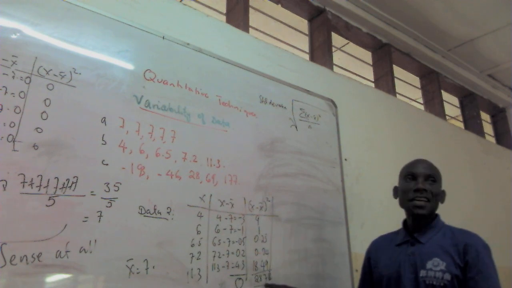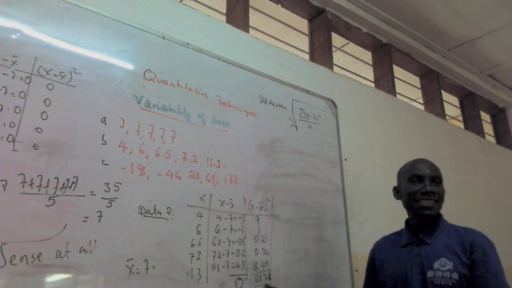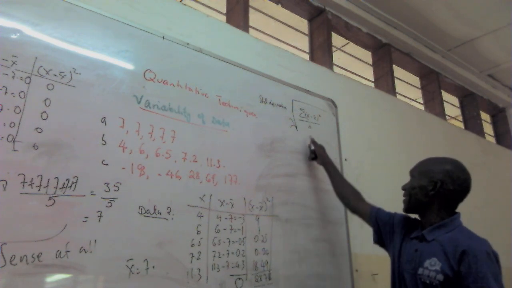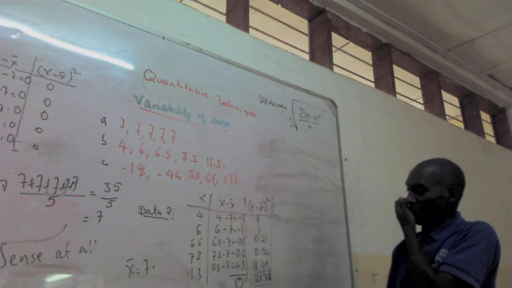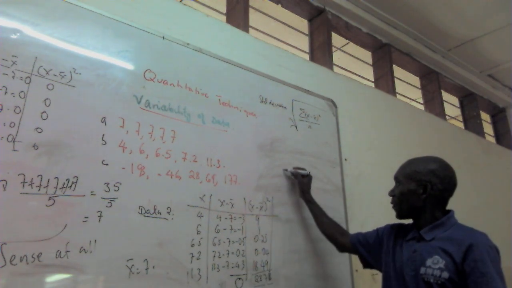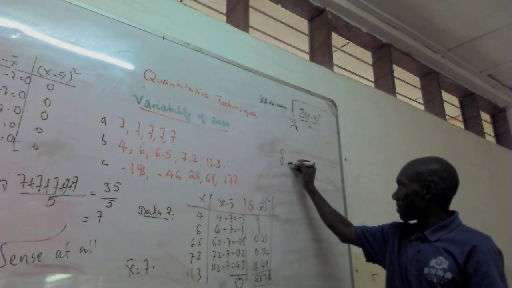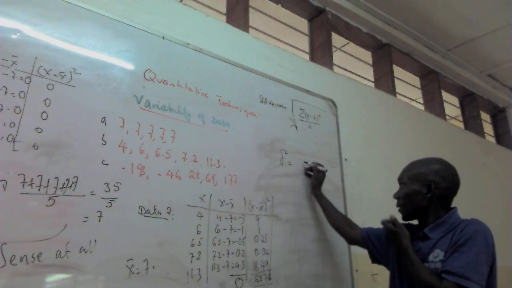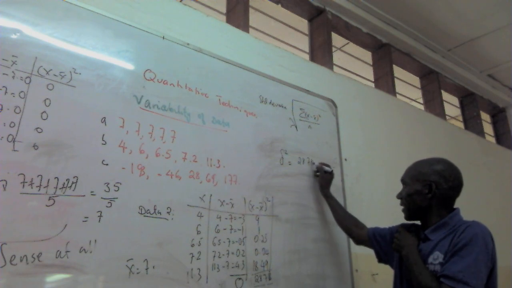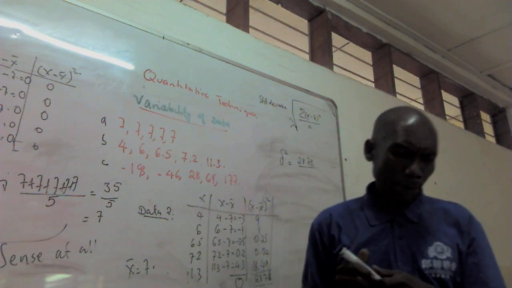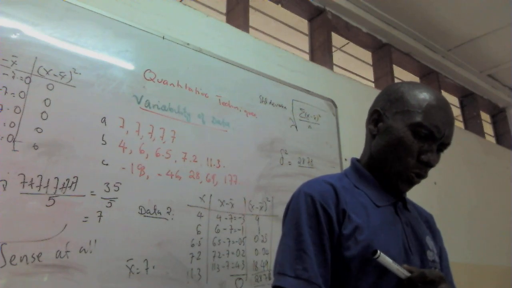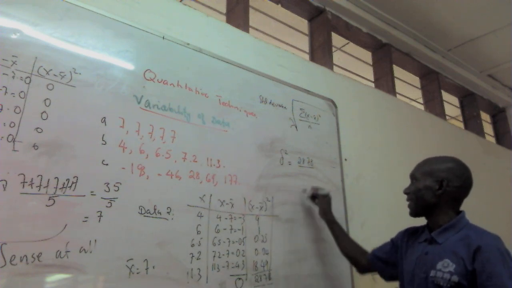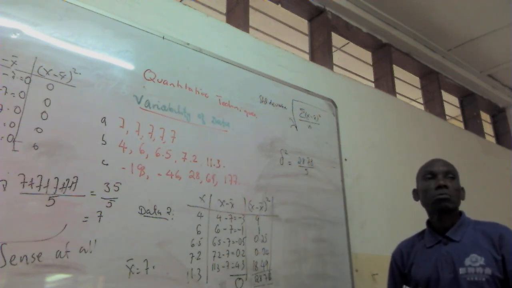Now when you add here, you divide by what? How many numbers there are? Find the variance, divided by how many numbers there are. So remember the formula for variance is this one. You are dividing by n. So variance is equal to 28.78 divided by how many numbers are there? 5. Good. Do that.